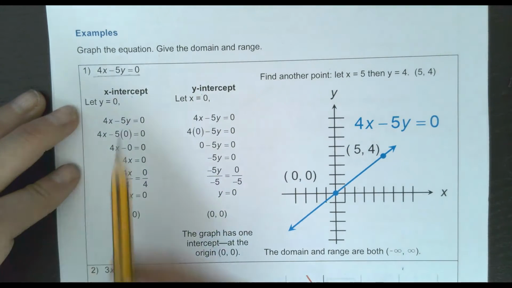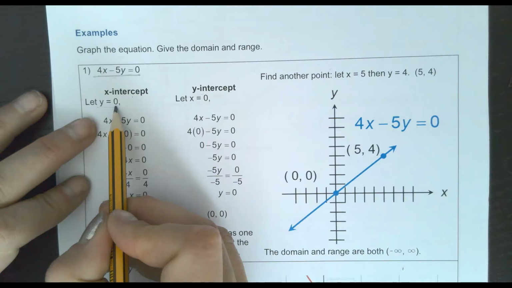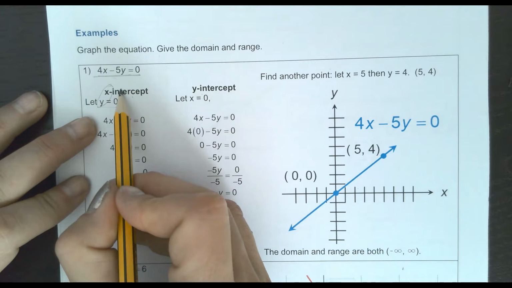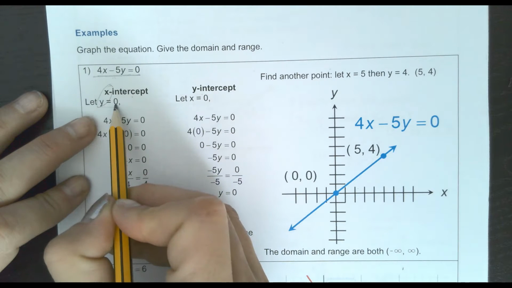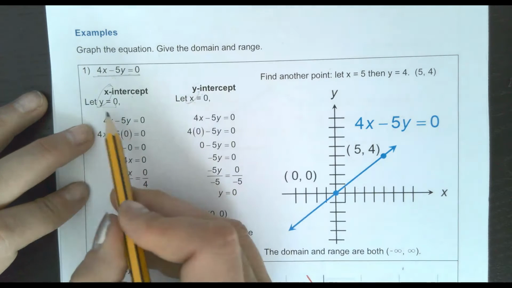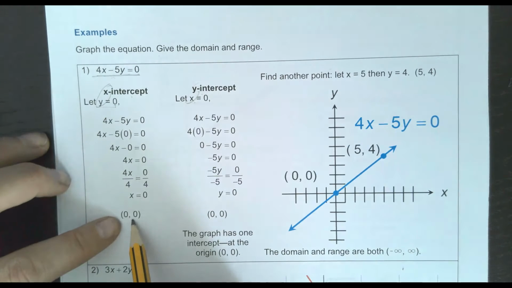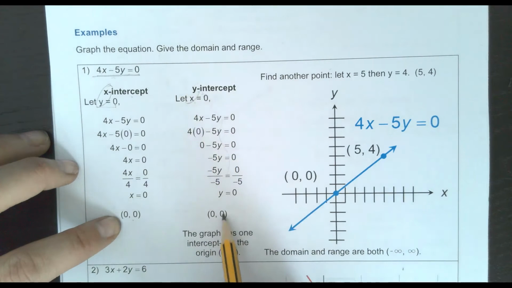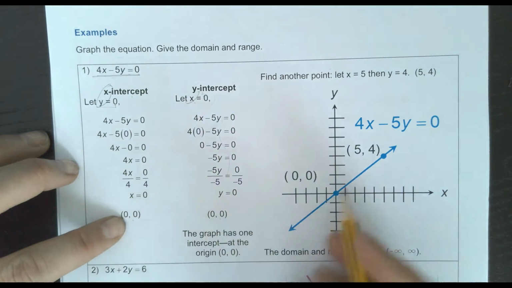So I just go let y equals 0. It's always opposite. If I want my x-intercept, I use y equals 0. And if I want my y-intercept, I use x equals 0. So I put the 0 in and solve. I put the x in and solve for y. Oh, it goes through 0, 0.